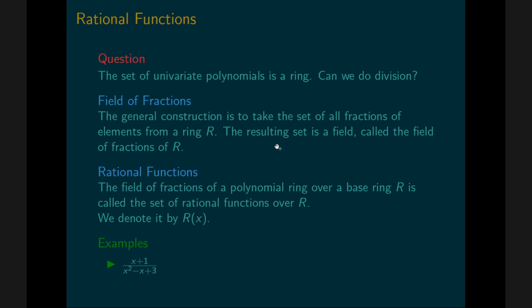In a ring, we cannot divide, but let's say we want to divide. So if we have integers, what we do is we take rational numbers where we can divide. So the field of fractions of integers is the rational numbers. And the field of fractions of polynomials is rational functions, which are just fractions of polynomials. Okay?